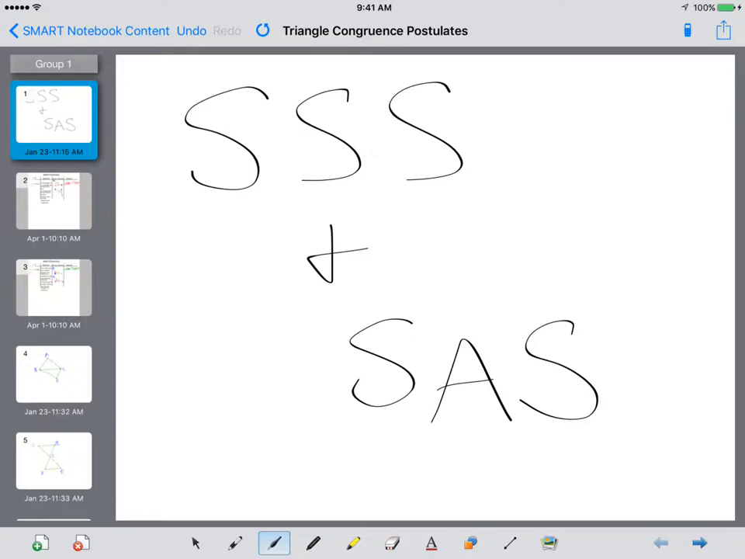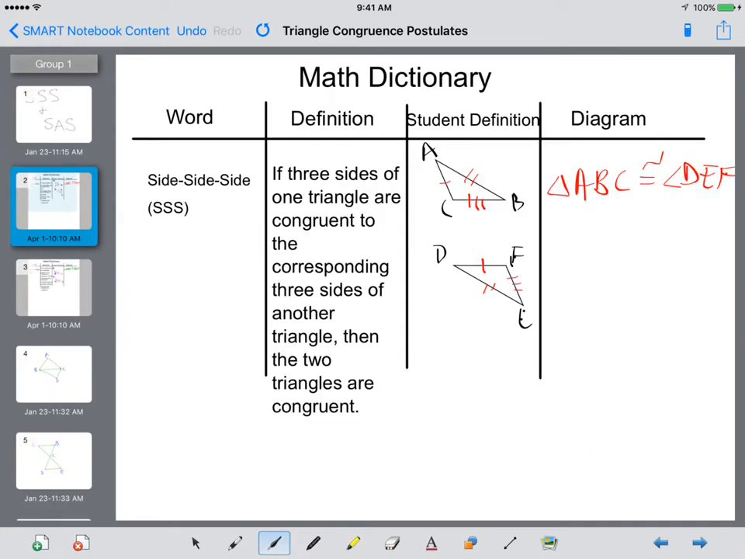Welcome to this video where we discuss two triangle postulates, the side-side-side triangle postulate and the side-angle-side triangle postulate. First word we're going to put in our math dictionary is the side-side-side triangle postulate. And that says if three sides of one triangle are congruent to the corresponding three sides of another triangle, then the two triangles are congruent.